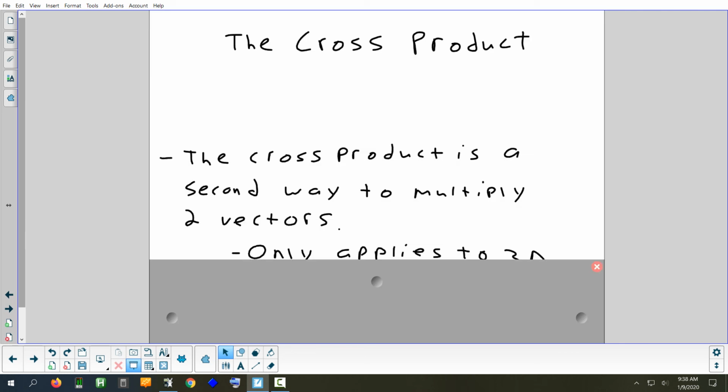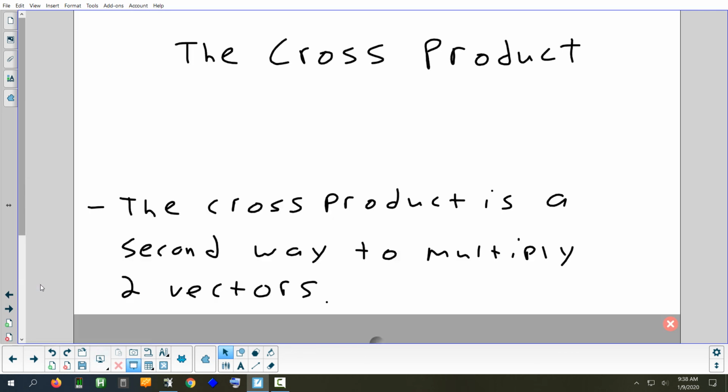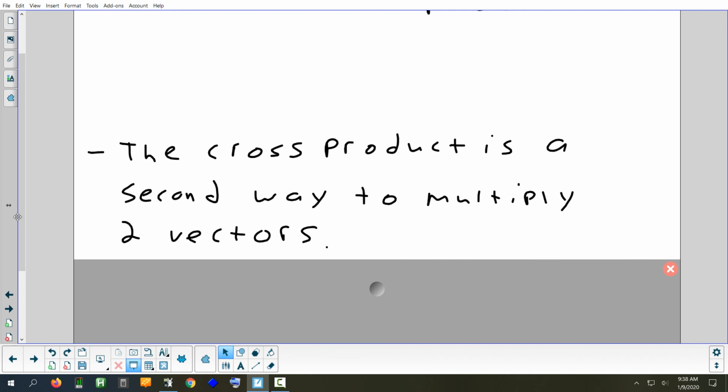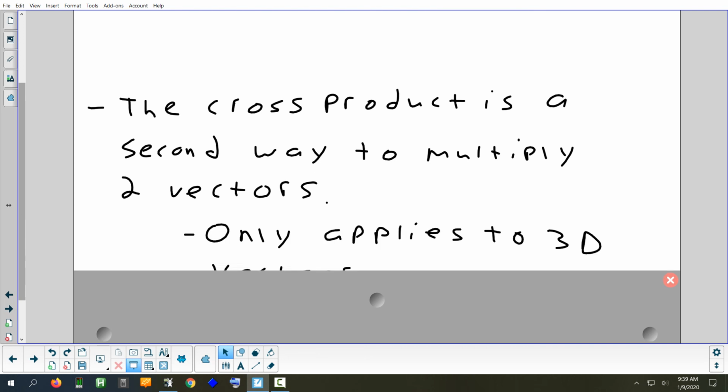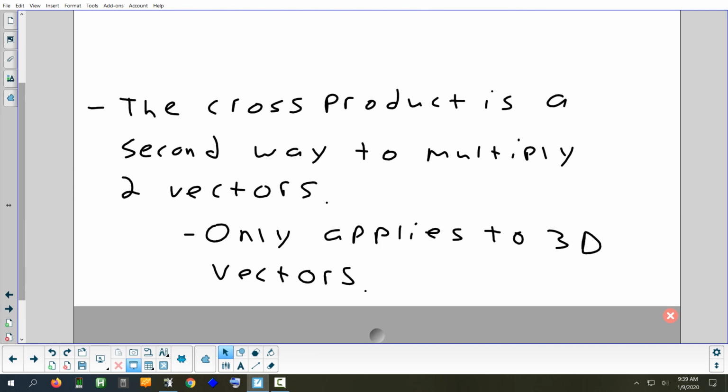And the cross product is basically another way to multiply two vectors. So if somebody said to me, here's two vectors, multiply them, I would have to say, you need to be more specific. Do you want me to do a dot product with them, or do you want me to do a cross product? So the cross product, as I just told you, only applies to 3D. You can try really hard to do a cross product in 2D, but it's impossible. Can't do it.